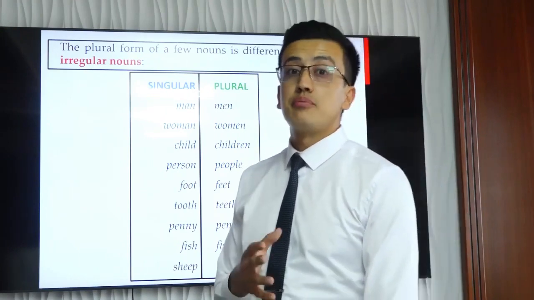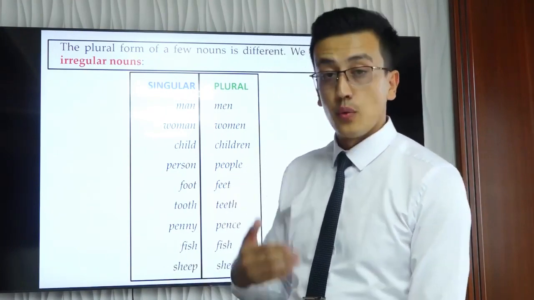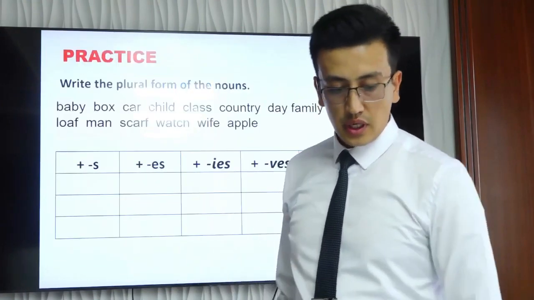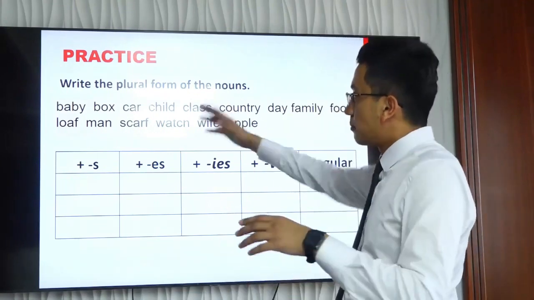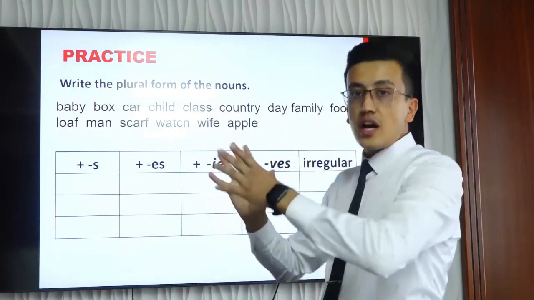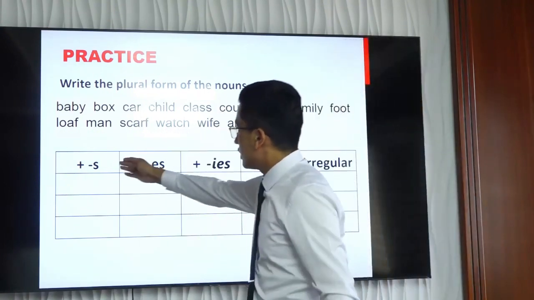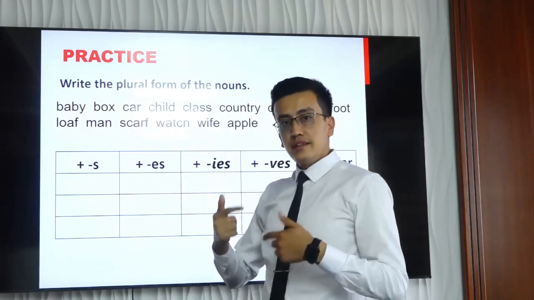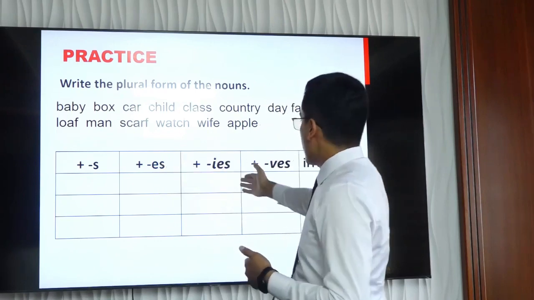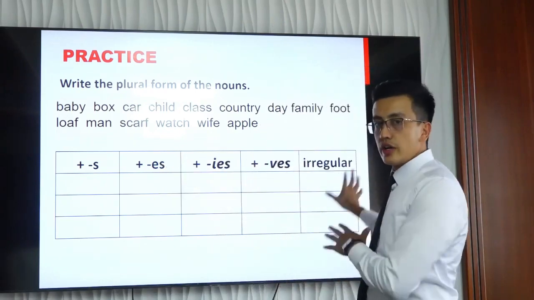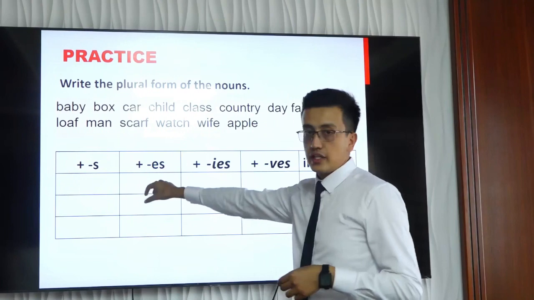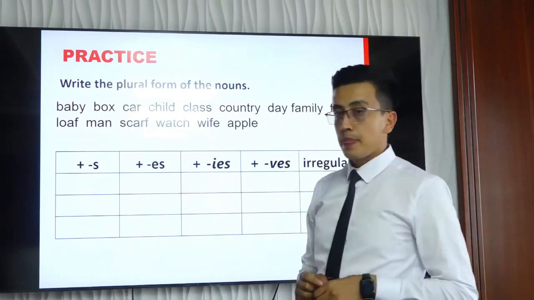And now it's time to practice this knowledge. Let's check your understanding, whether you understood or not. Now look here. We have several words like baby, box, car, child, etc. And we have a table according to the rule which I mentioned above. For example, the first rule is some nouns adding suffix s, and some nouns including es, ies, ves, and also irregular forms of nouns. You should put these words into the correct column with correct spelling.